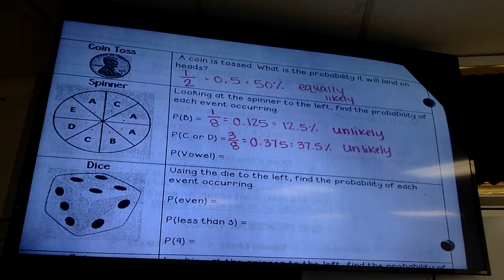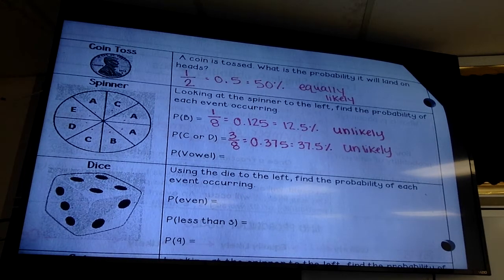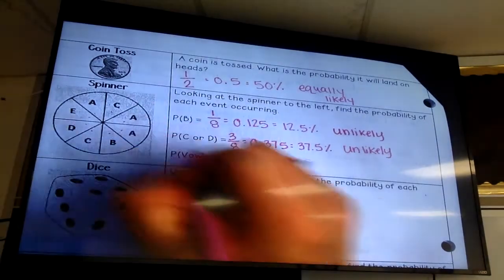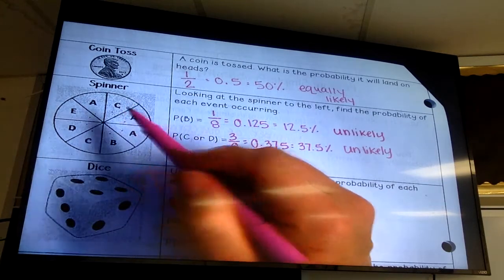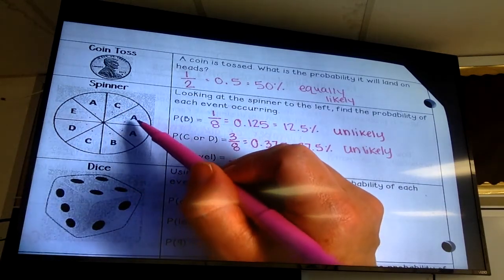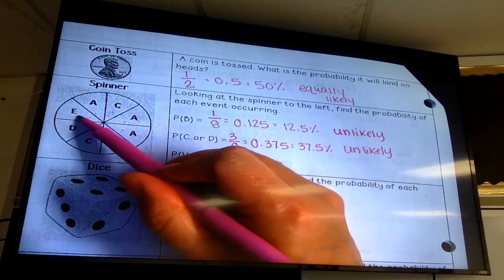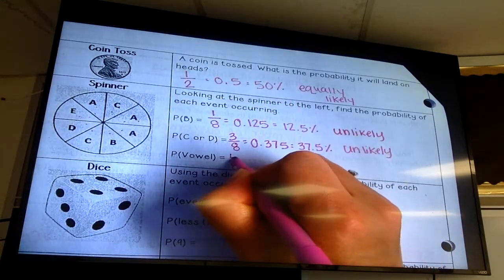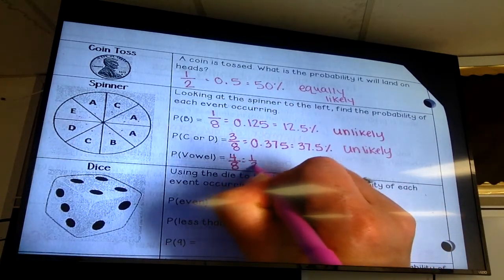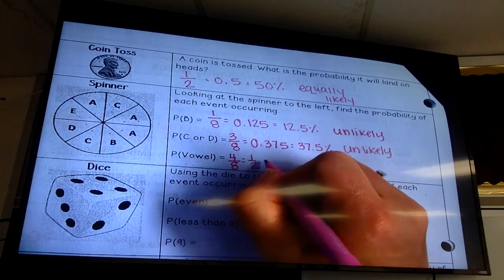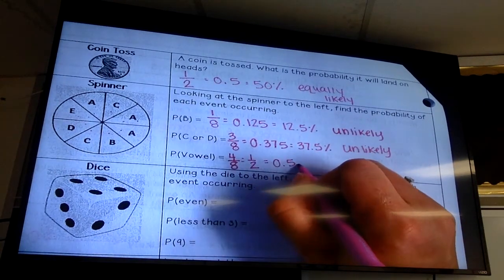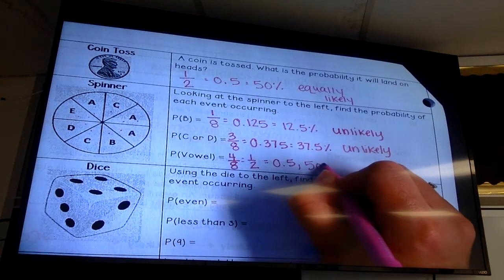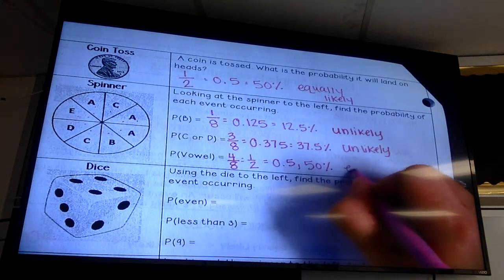What's the probability that I'm going to pick a vowel? So remember, you need to know your vowels. They're A, E, I, O, U. So I, again, know there's 8 spots. Let's count how many are A, E, I, O, or U. So 1, 2, 3, 4. So I would say 4 out of 8, but of course we simplify our fraction, so 1/2. I already know from above that 0.5, which is 50%, is equally likely.